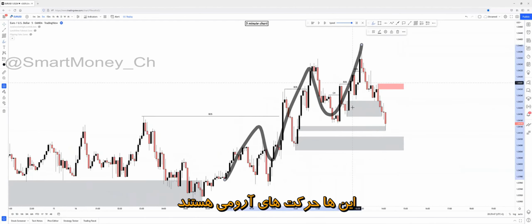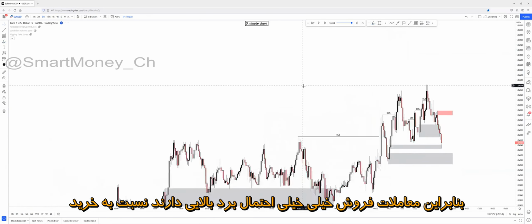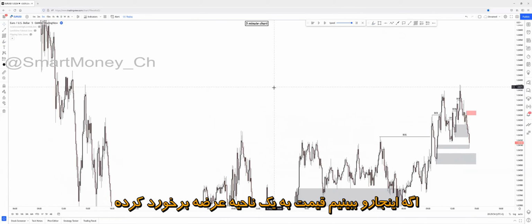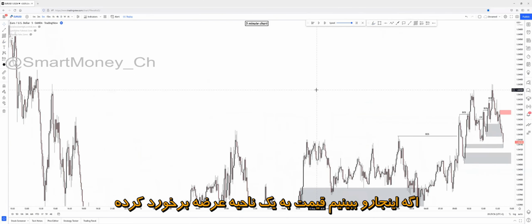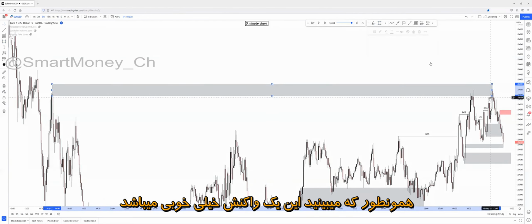So these are slow movements. So shorts have actually a higher probability to play out than longs. And if I take a look, price has just reacted on a supply level. Yeah, there was actually a reaction on this supply level here. As you can see, this is a perfect reaction.